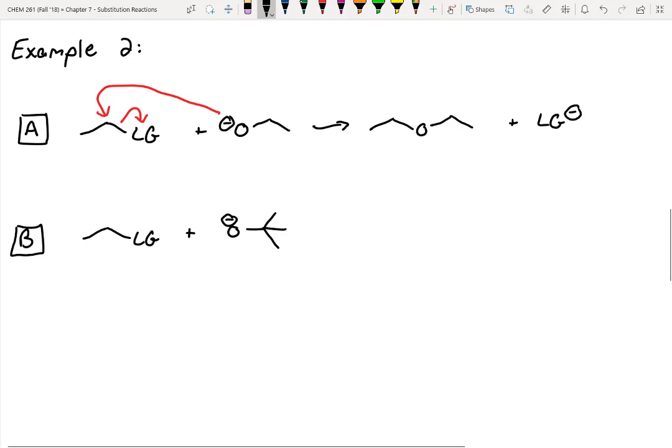And let's do the bottom one as well. Same idea.